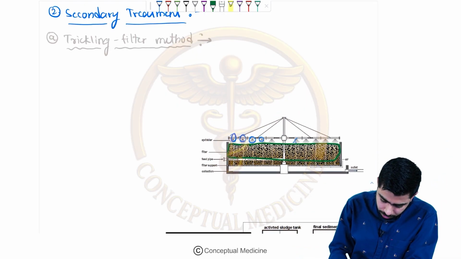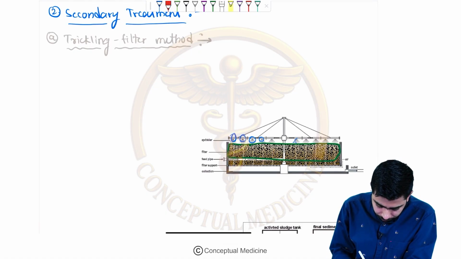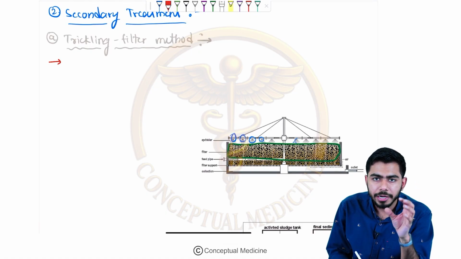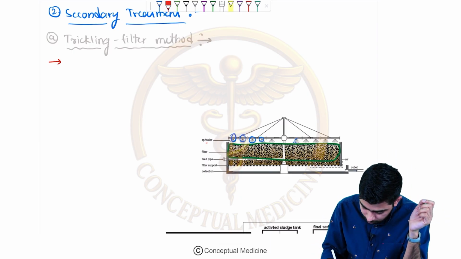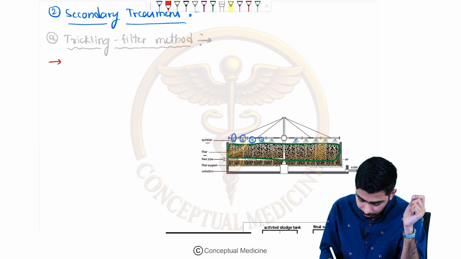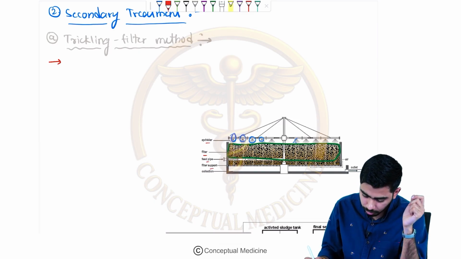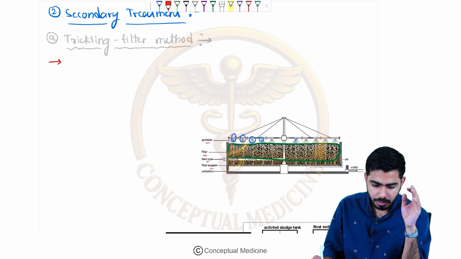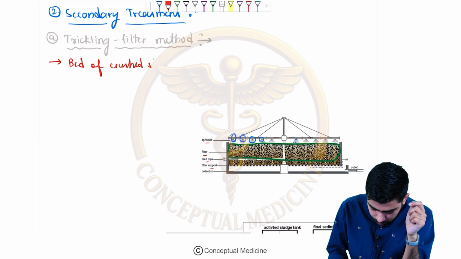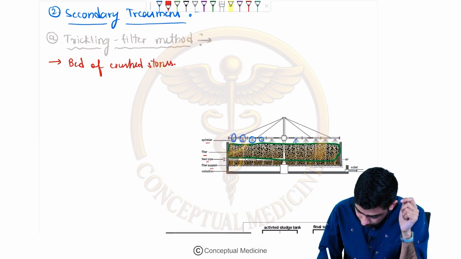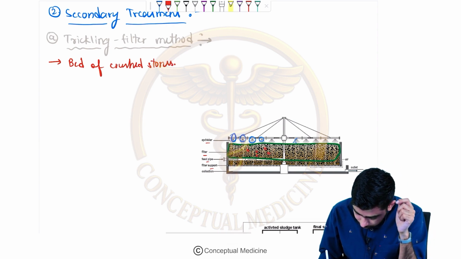What I'm saying is that there is a bed of filter. So you see this is the sprinkler, and then there is a filter over there, and then there is a feed pipe, and there is a filter support, and all of these things. You don't need to remember this much, but what you need to remember is it is a bed of crust stones. You can see these are the stones present over here.